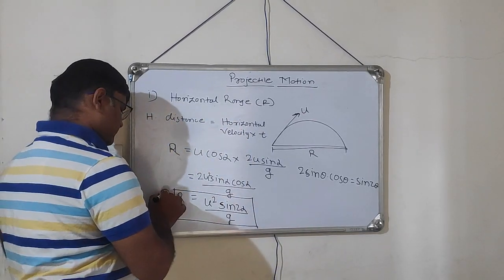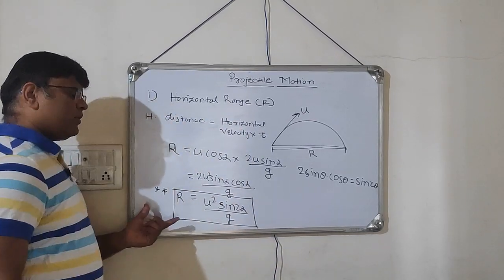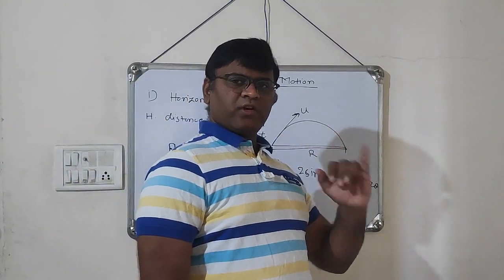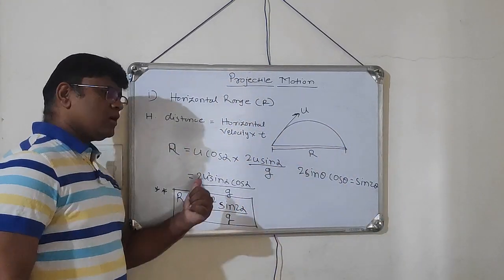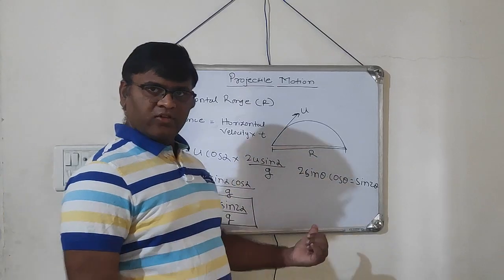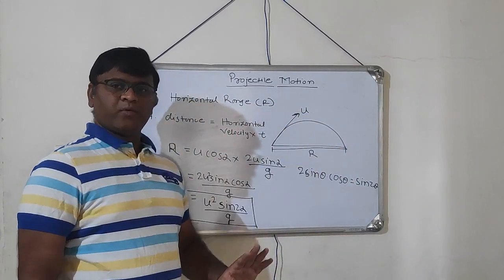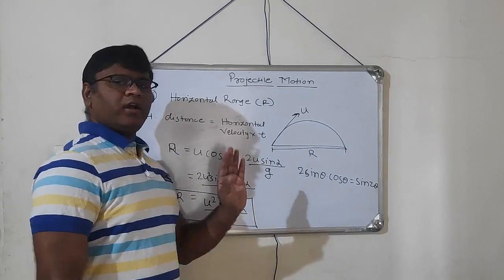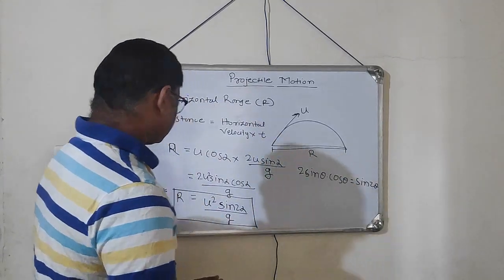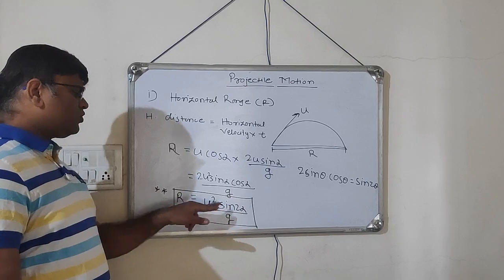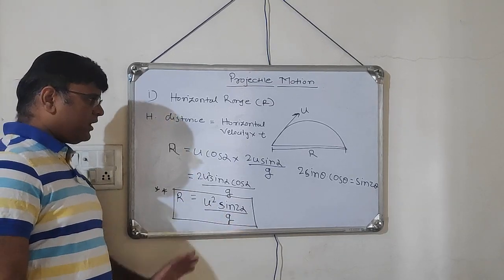Remember this. These formulas are very important. First, your equation of the trajectory. Second is your time of flight. Third is your range. Then the maximum height reached by the particle. These four formulas are very, very important. Always remember these formulae. It is going to be very helpful in your exam. Okay, your range becomes u square sin 2 alpha divided by g.